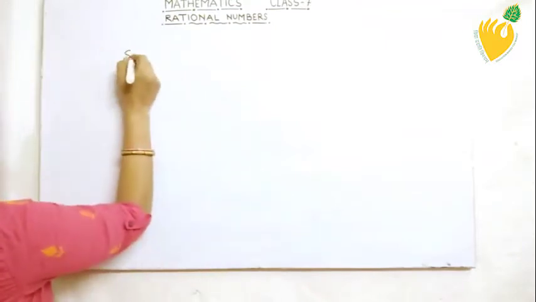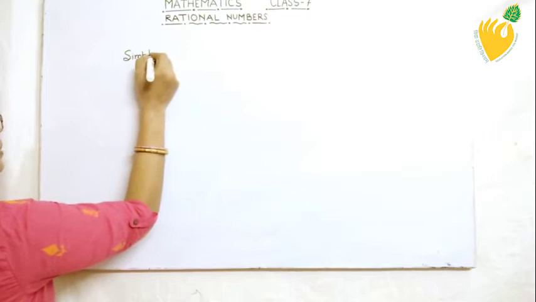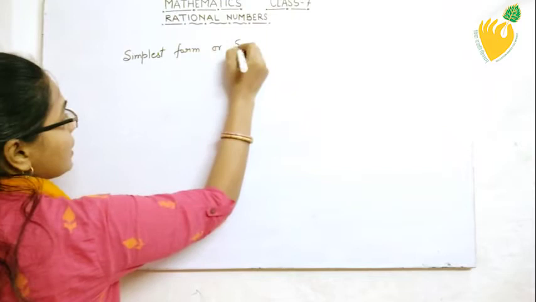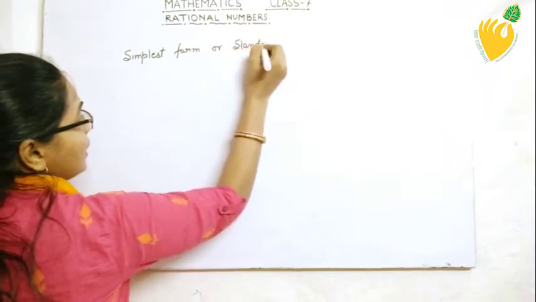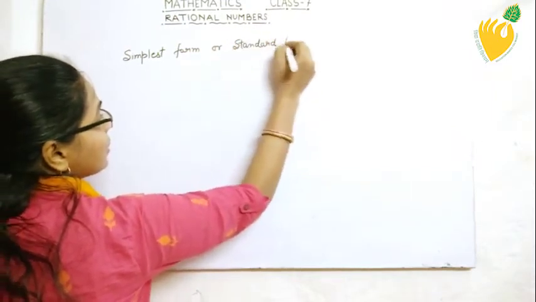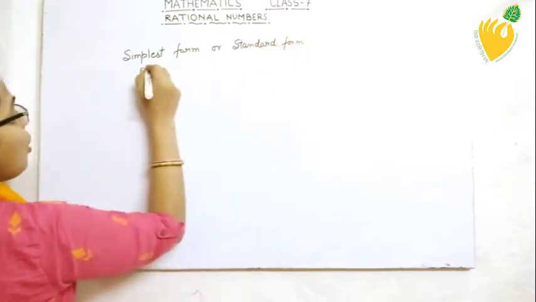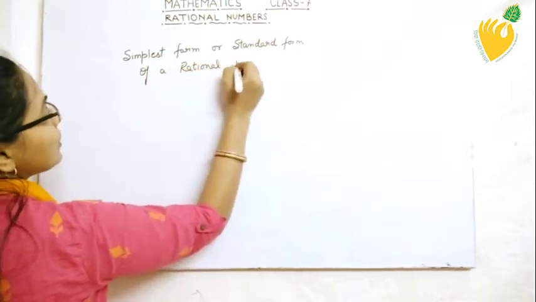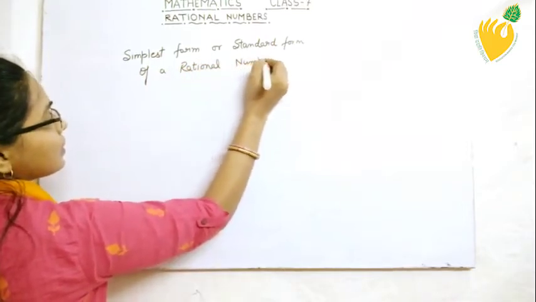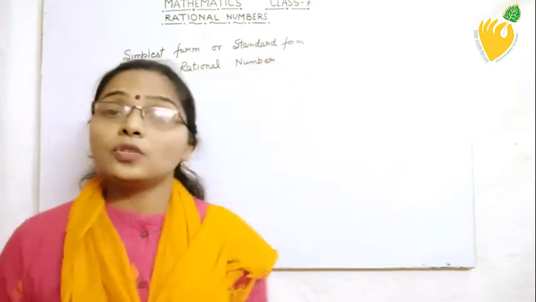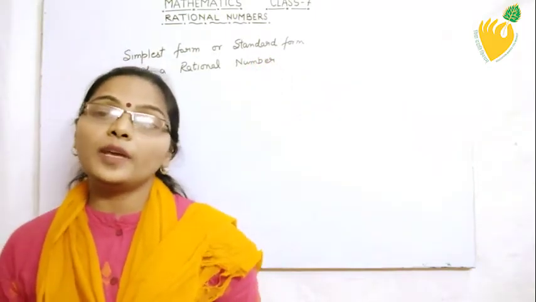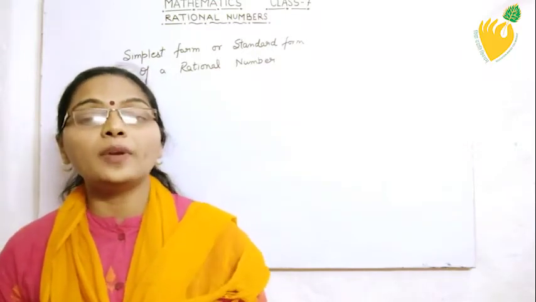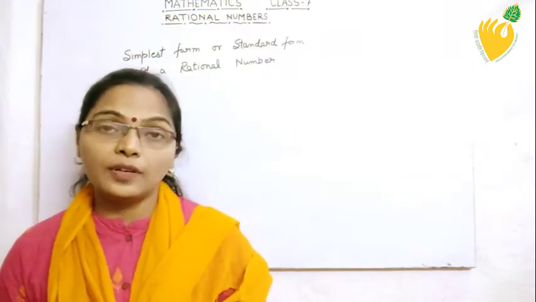What are, students, the simplest form, or you can say the standard form, of a rational number? What is this, students? A rational number is said to be in the simplest form or in the standard form when the numerator and denominator have no common factor other than 1.